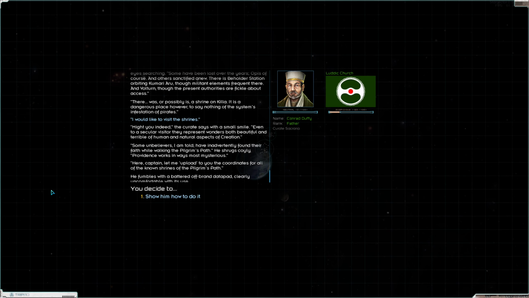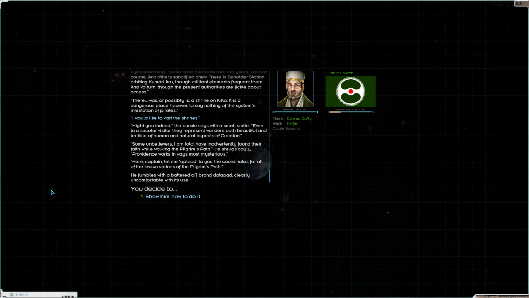I would like to visit the shrines. "Might you indeed," the curate says with a small smile. "Even to a secular visitor, they represent wonders both beautiful and terrible of human and natural aspects of the creation. Some unbelievers, I am told, have inadvertently found their faith while walking the pilgrim's path." He shrugs coyly. "Providence works in ways most mysterious. Here, Captain, let me upload to you the coordinates for all the known shrines of the Pilgrim's Path." He fumbles with a battered off-brain datapad, clearly uncomfortable with its use.